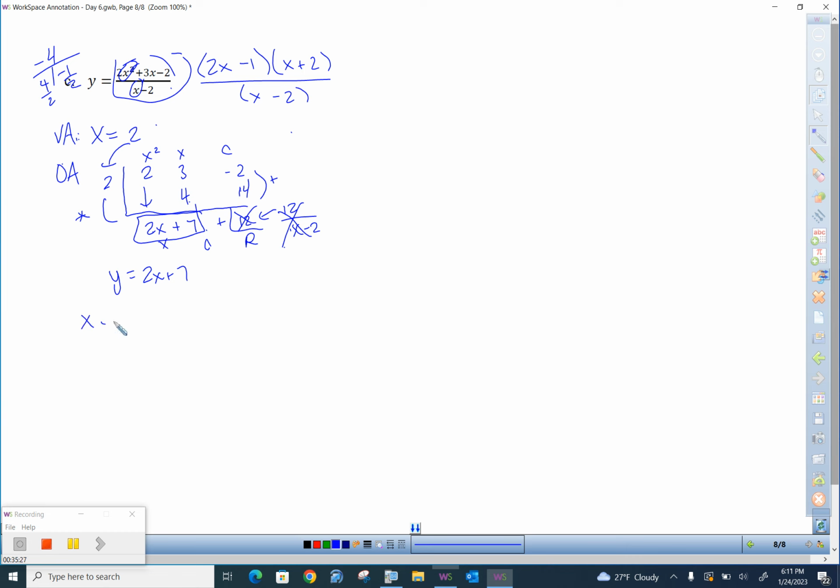Okay, x-intercept. One thing that's going to happen when we have these oblique asymptotes is we'll usually have two x-intercepts because there are two things on the top. Okay, let's see that in action here. We're putting 0 equals factored form for this one.